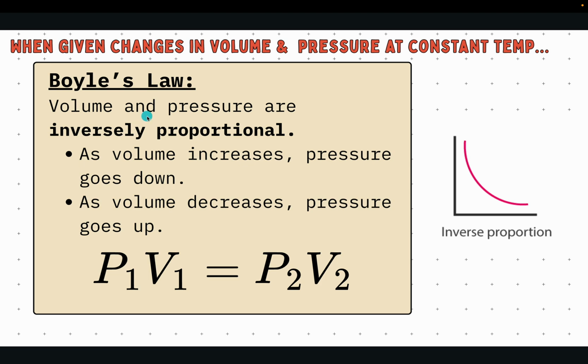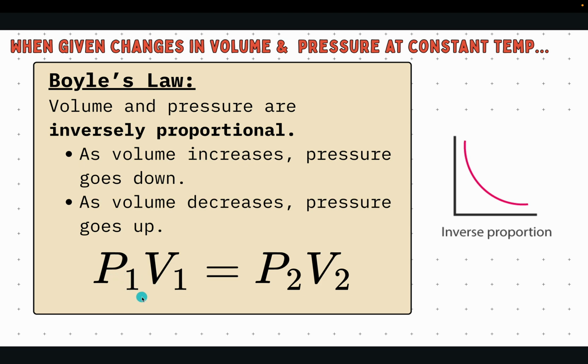Boyle's law basically says volume and pressure are inversely proportional, and this graph basically shows it. This is an inverse proportion graph. Inversely proportional means as one goes up, the other goes down, and as one goes down, the other goes up. Meaning, if volume increases, pressure decreases. Volume decreases, pressure increases. So this can be represented by this equation.